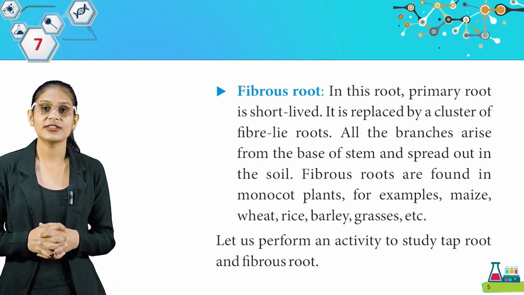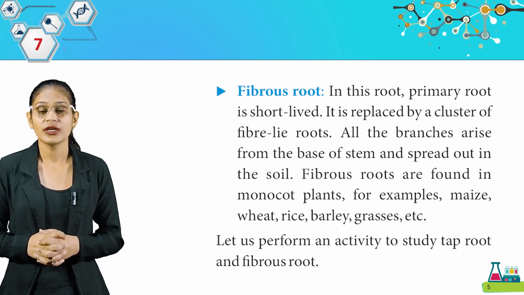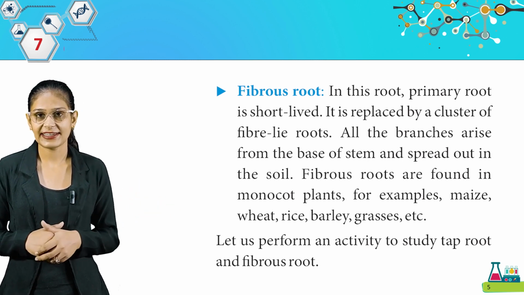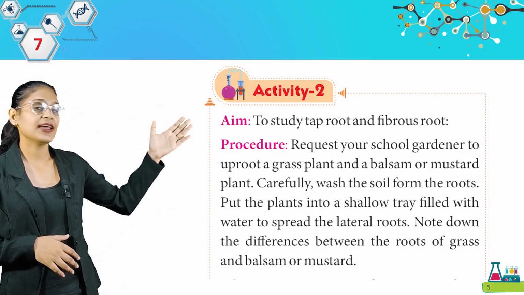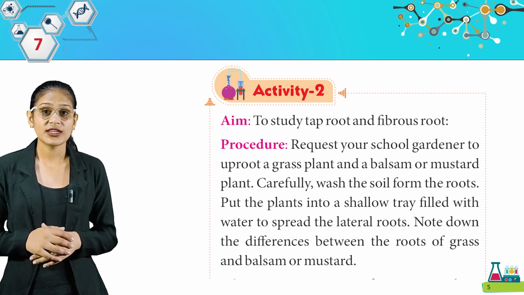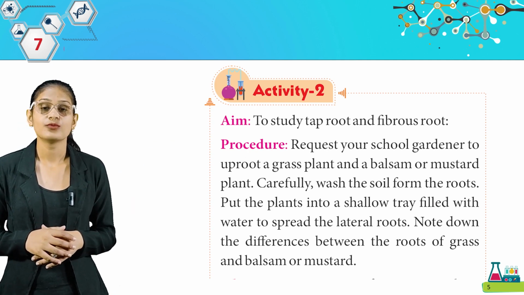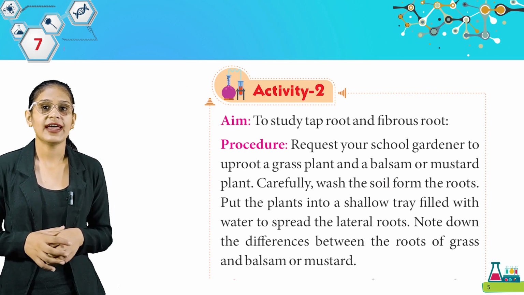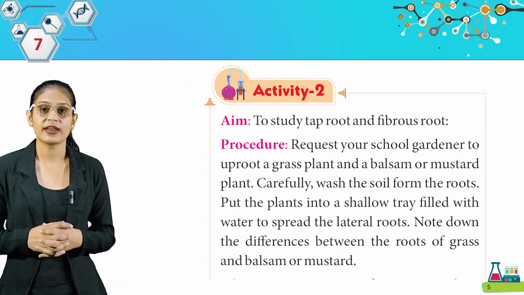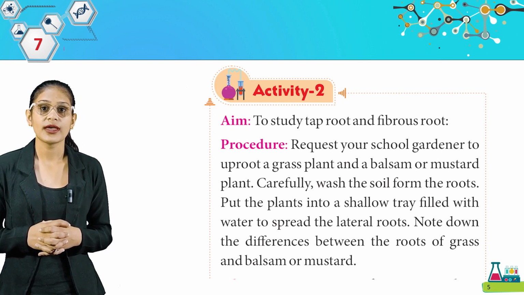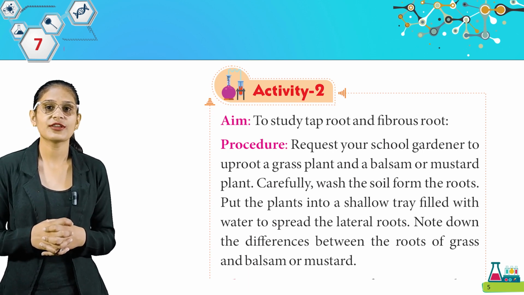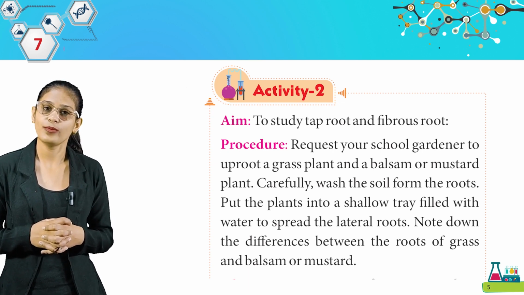Let us perform an activity to study taproot and fibrous root. So students, fibrous root आपको किसमें मिलती है? Barley, wheat, maize, rice. Get it? Now we have an activity, activity 2. Aim: to study the taproot and fibrous root. Procedure: request your school gardener to uproot a grass plant and a balsam or mustard plant carefully. Wash the soil from the roots. Put the plants into a shallow tray filled with water to spread the lateral roots. Note down the differences between the roots of grass and balsam or mustard.